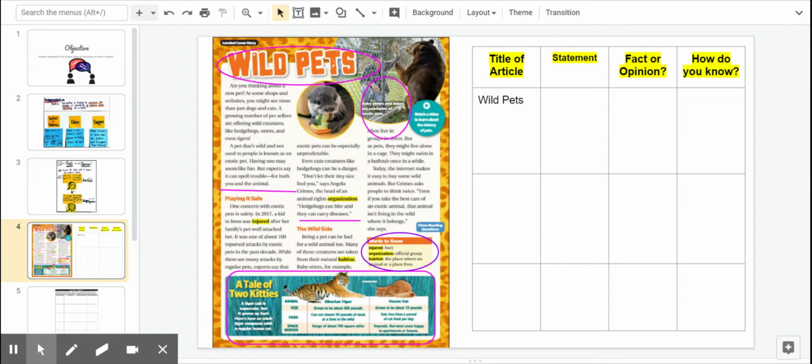A pet that's wild and not used to people is known as an exotic pet.